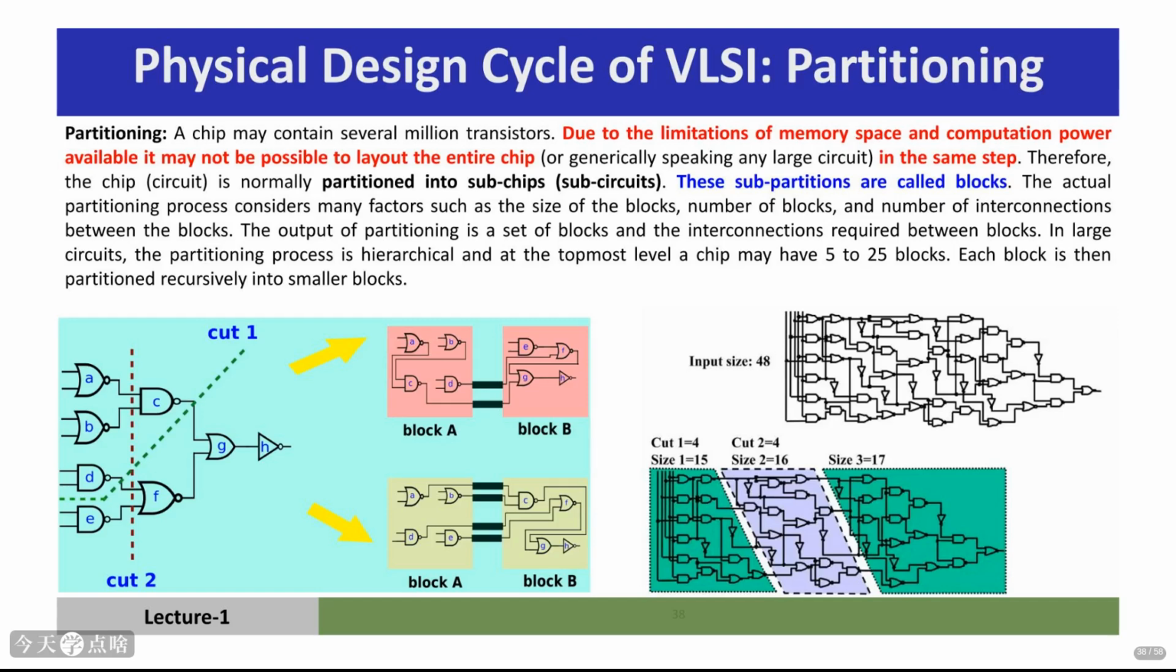Partitioning is the first step in managing complexity. A modern chip might have millions of transistors. Trying to lay out the entire thing at once is computationally impossible. So, we divide the chip into smaller, manageable blocks. The partitioning process considers factors like the size of each block, the number of blocks, and how many connections exist between them. The goal is to create a hierarchy of blocks, maybe starting with 5 to 25 top-level blocks, which are then further subdivided. The diagrams show examples of cutting a circuit into different blocks. The second diagram shows a 48-bit input split into 3 blocks of roughly equal size.